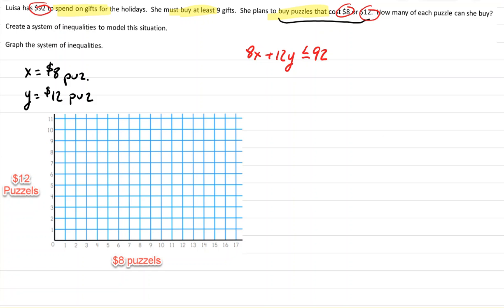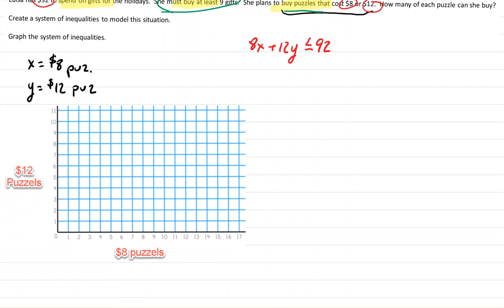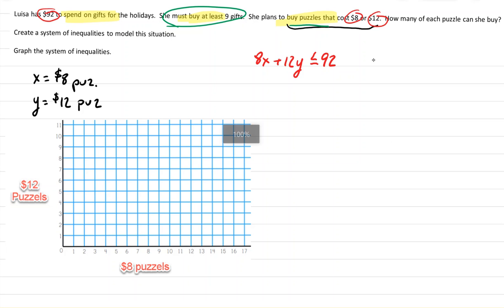All right, for the second equation, we're going to go ahead and say we're buying things, and what we want to buy is at least 9 gifts. And what are the gifts? Again, we're buying puzzles. So we're going to do X and Y's. So we have X plus Y, and we want to buy at least 9 of them. So since it's at least, we're going to do a greater than or equal to. All right, we have our inequalities, so we're ready to get graphing.